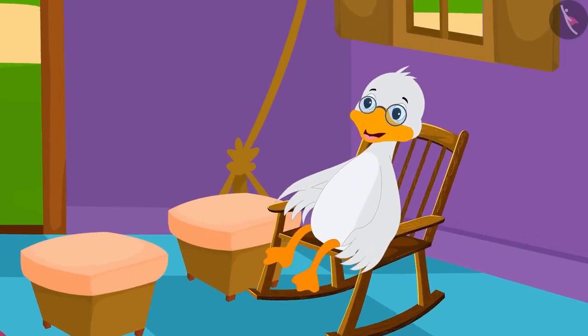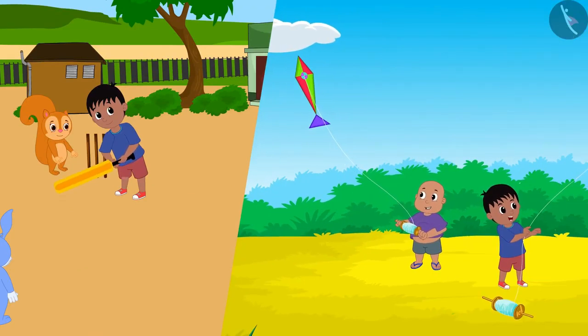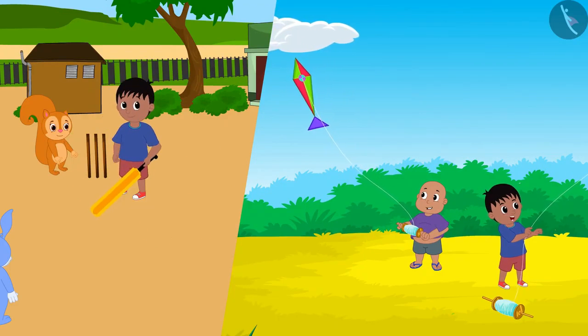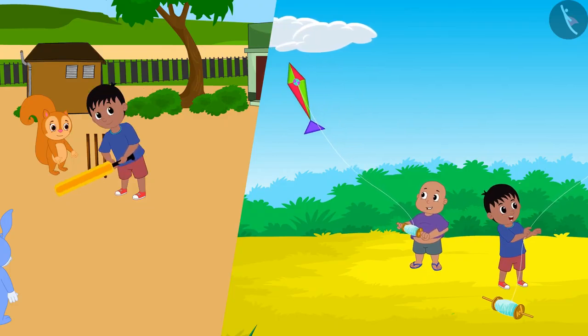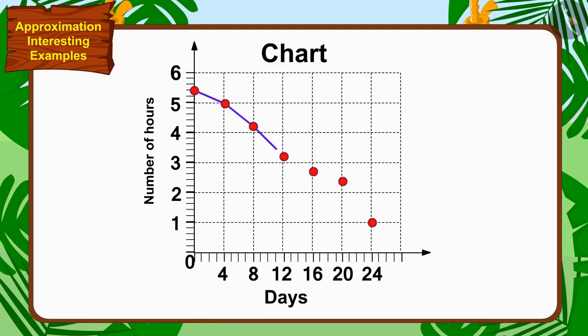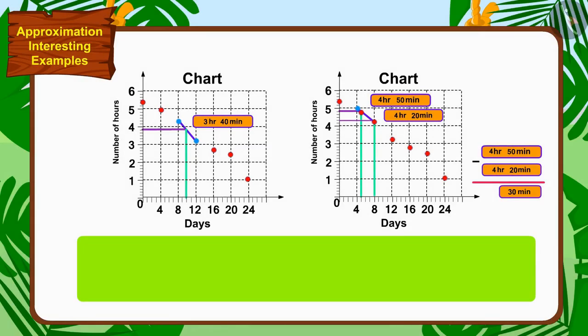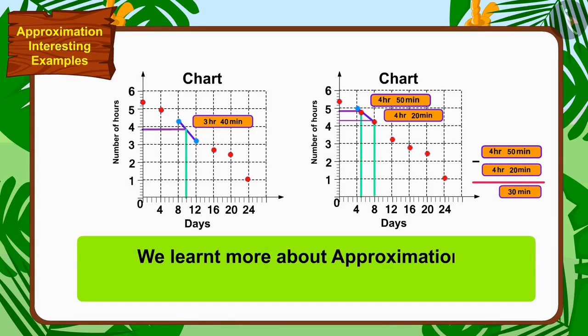Uncle is very happy that the children have now spent much less time on the phone and have started spending more time in other sports and studies. As promised to the children, Uncle took the children on a trip, seeing that the time spent on the phone has reduced. Children, in this video, we learned more about approximation by some interesting examples.